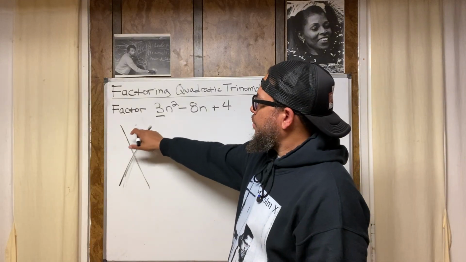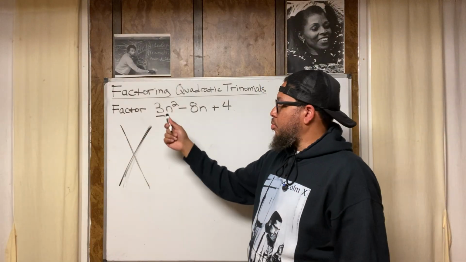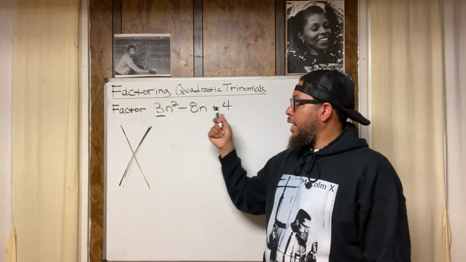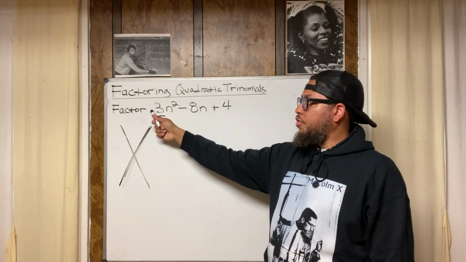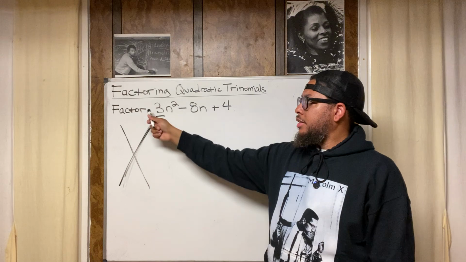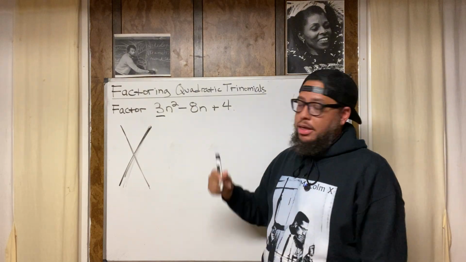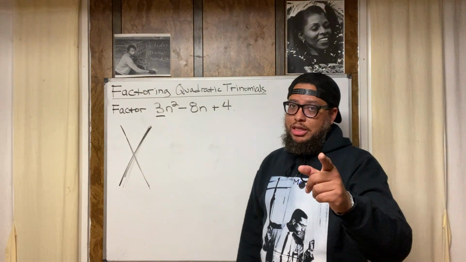The number that goes up here is going to be the result of finding the product of the lead coefficient and the constant at the end. The lead coefficient and the constant at the end. 3 times 4. You need to know your multiplication facts.